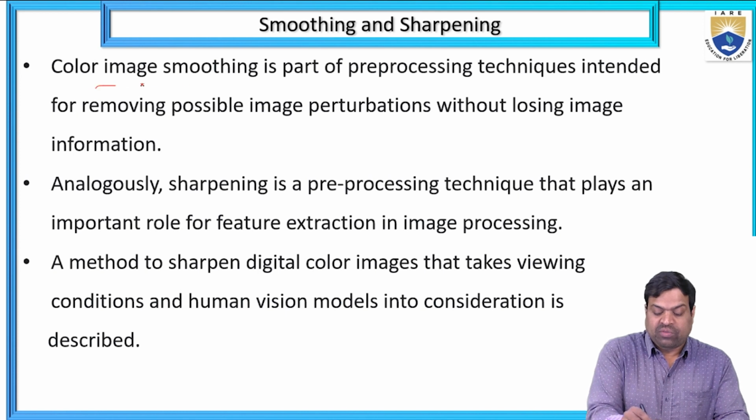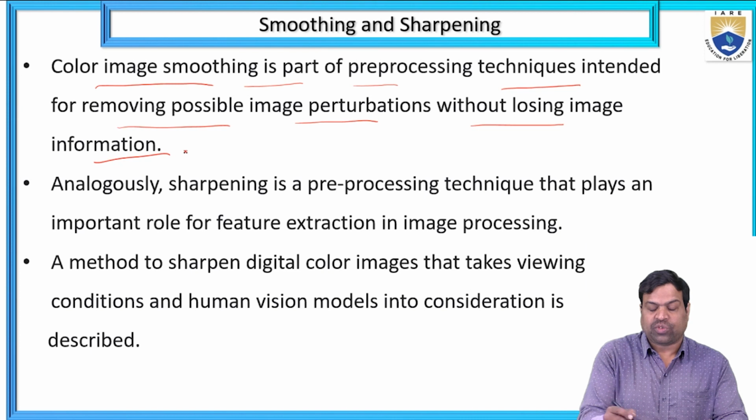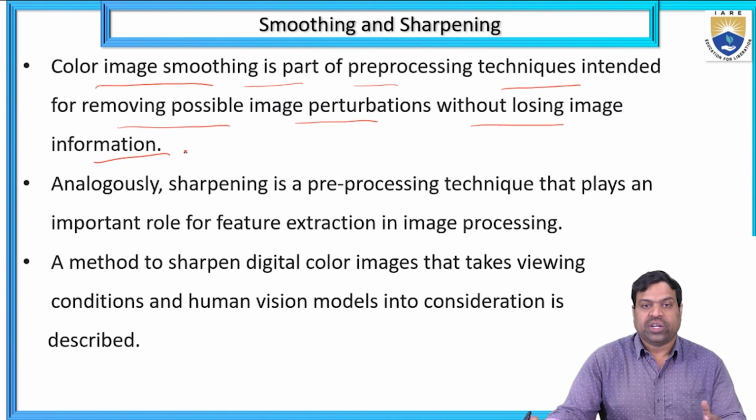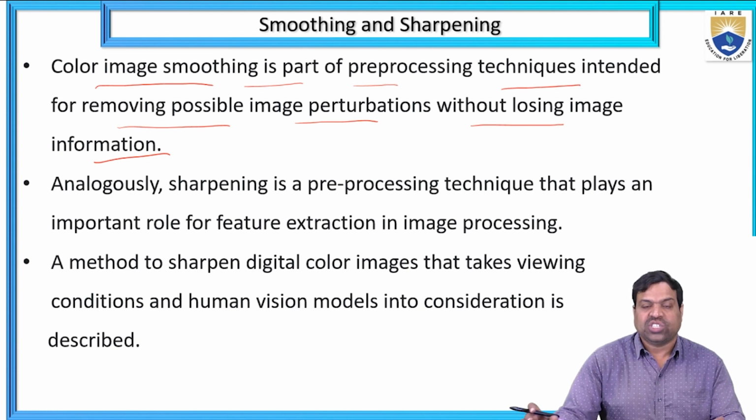Smoothing is a part of the pre-processing technique. Pre-processing means that before we get the output, we do the pre-processing. So we are removing the possible image perturbations without losing any image information. Suppose I give the input image and get the output image. When I apply smoothing and sharpening, there is no loss of information from the image. It is just smoothing or sharpening, depending on our requirement. We are not losing anything of the original image, so there is no damage.